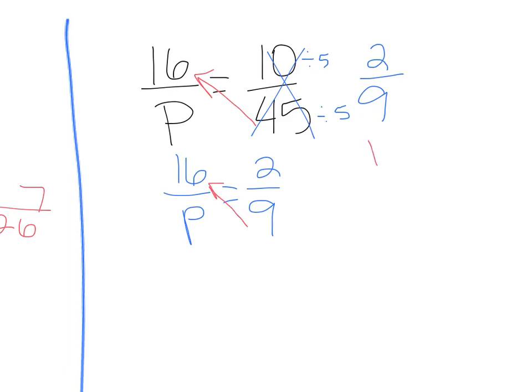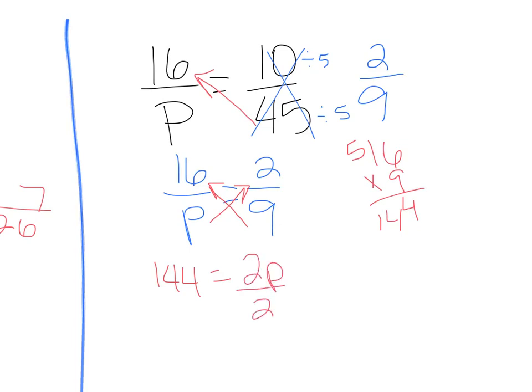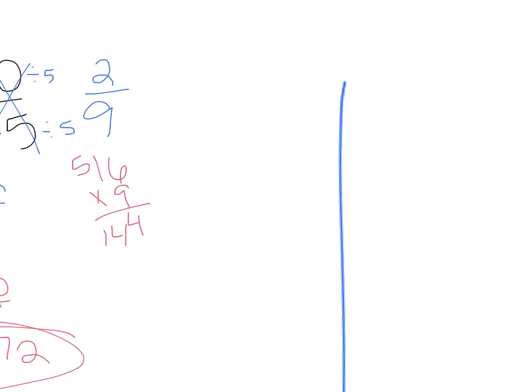So first I'm going to take 16 times 9, and I get 144. And I'm going to set it equal to my other cross product, which is 2p. And when I divide both sides by 2, I get p equals 72. Okay, let's do one more together, and then I'll give you one that you can work out on your own.